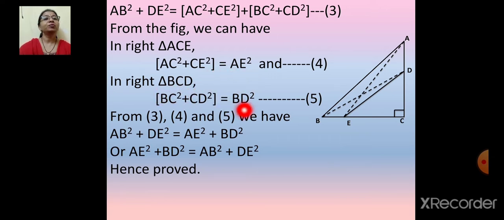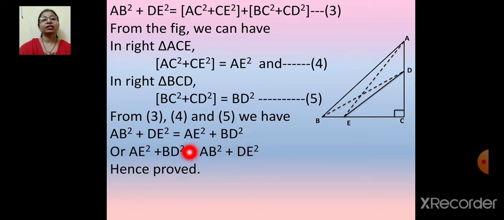Now in triangle BCD, we have BC square plus CD square. This is nothing but BD square. So the second bracket reduces to BD square. Now substitute these two values in equation number 3. So your equation 3 becomes AB square plus DE square is equal to AE square plus BD square.